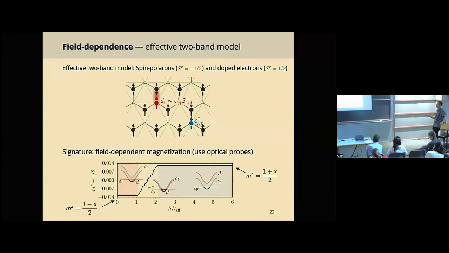So this is the regime where you have a linear growth in the magnetization as a function of field. And then, of course, at high fields, I'm just in the saturated regime where I now have a density of 1 plus x over 2. So this is a key signature, which seems quite unique for this state. This might be a smoking gun here.